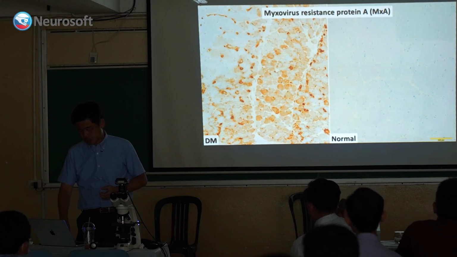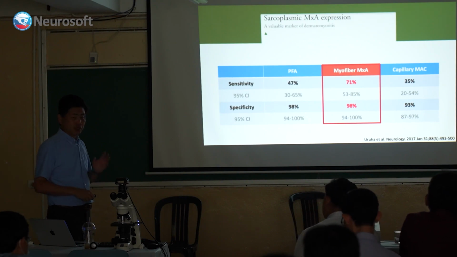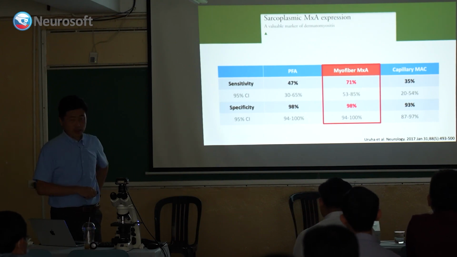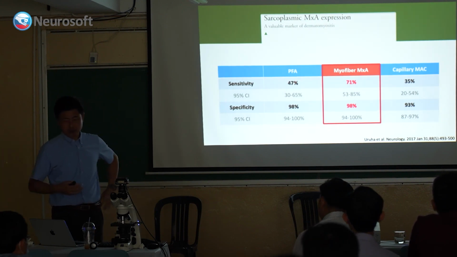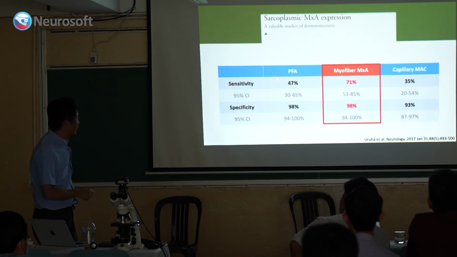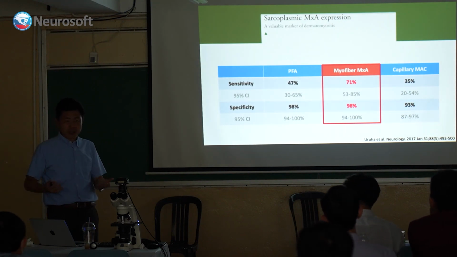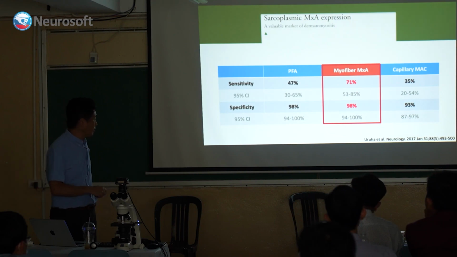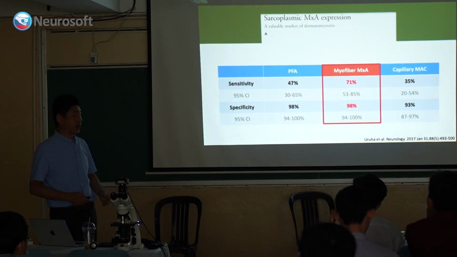So we have evaluated the diagnostic utility of this myofiber MxA expression. Perivascular atrophy is the best, classically known one. Its specificity is 98%. Practically speaking, if you see it, you already have the diagnosis. 98% is almost like 100%.